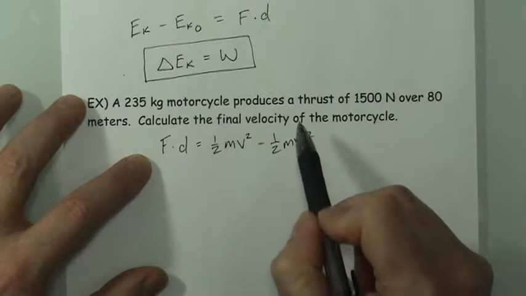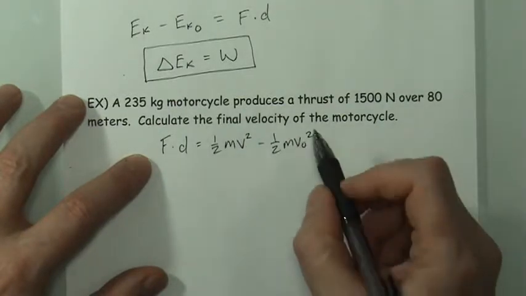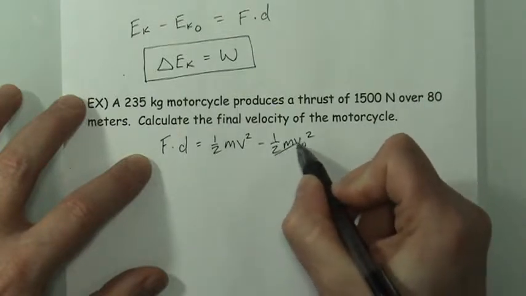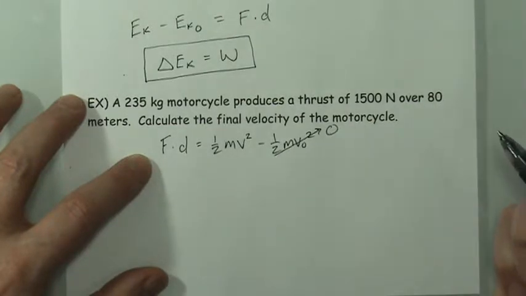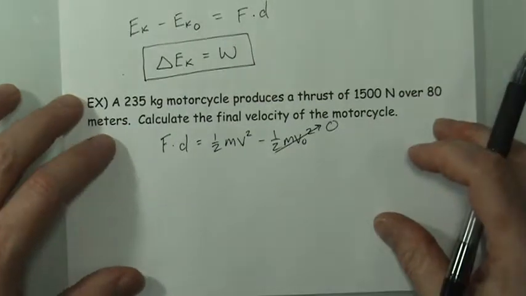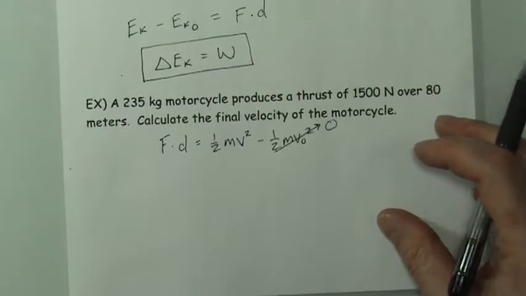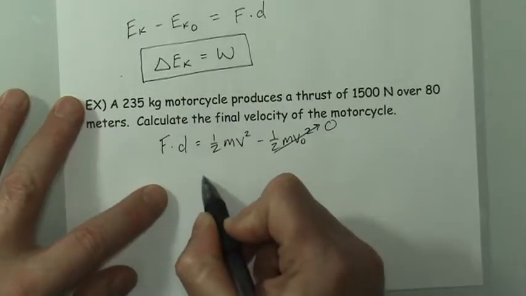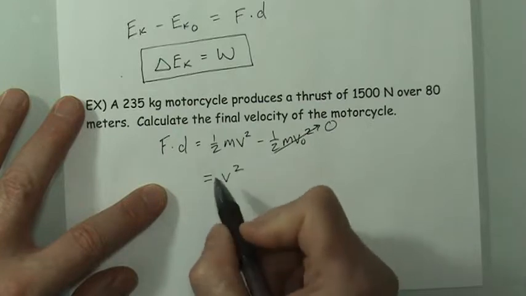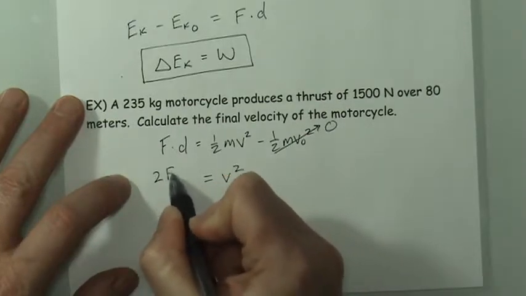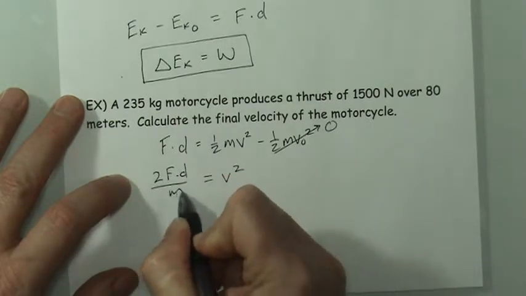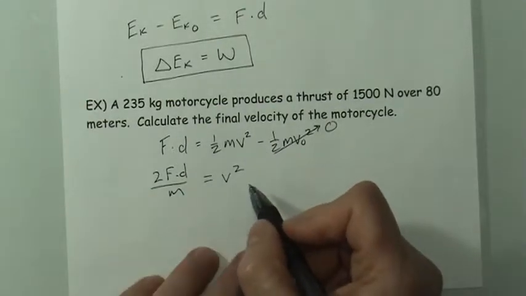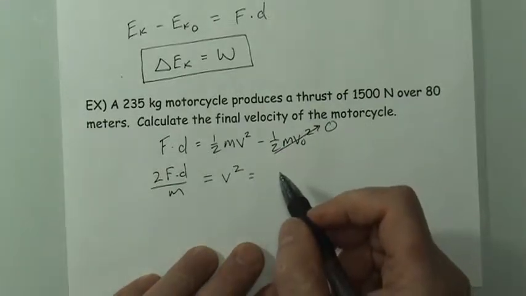However, in this case, we're going to assume that the motorcycle was at rest in the beginning. It doesn't explicitly say that, but we're going to take that to be the case. And so we're left with F times d is equal to 1/2 mv squared. The kinetic energy of the object is produced by the work that was done on it. I'm going to solve for v squared. That would be 2 times Fd divided by m. I multiplied by 2 to remove the 1/2, and I divided by m to get that over to the other side. Now I have v squared by itself.